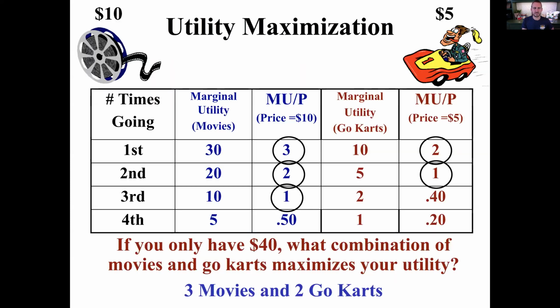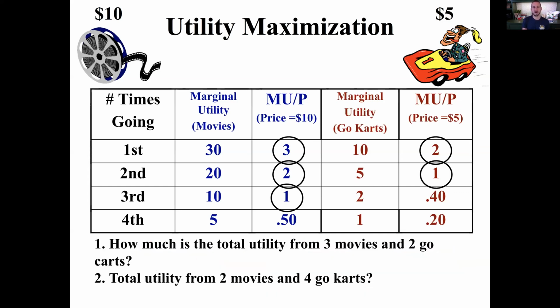And then if it asks for the total utility there, you have to add up all of the marginal utilities for each one, right? So the first one was 30, then 20, then 10. So the total utils from going and seeing the movie is 30, 50, 60, plus the two go-karts. So you have 30, 40, 50, 60, 70. So 75 is the total utility from the utility maximizing combination. And then on number 2, it says, what's the total utility from 2 movies and 4 go-karts? That would be 20 and 30, so 50, 60, 65, 66, 67, 68.